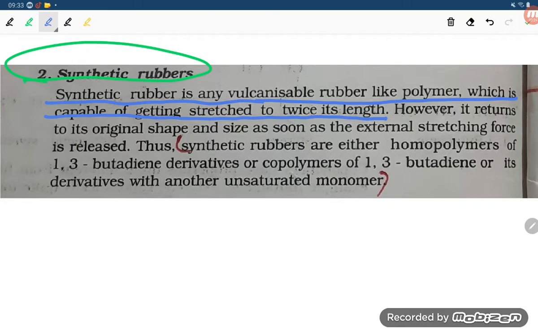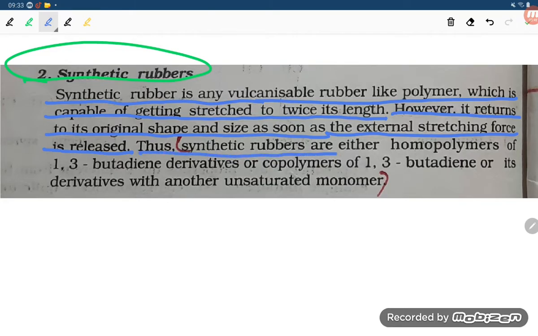So synthetic rubber, students, its capacity is that it can stretch to twice its length. Whatever, if 1 meter length is there, it can stretch out to 2 meters. However, it returns to its original shape and size as soon as the external stretching force is released. So if you remove the stretching force, it will return to its original size.